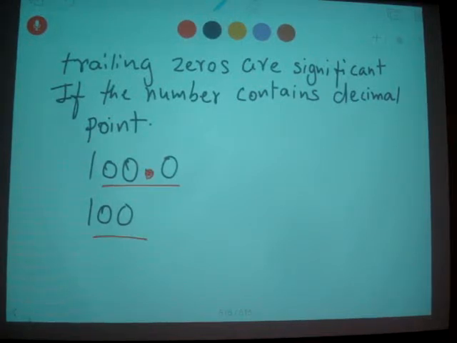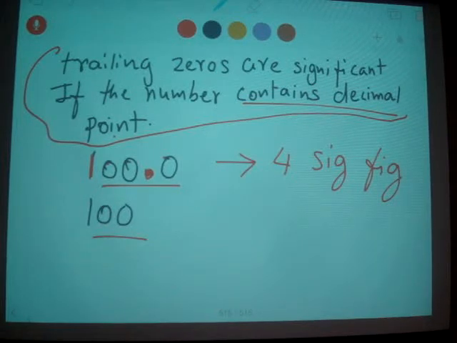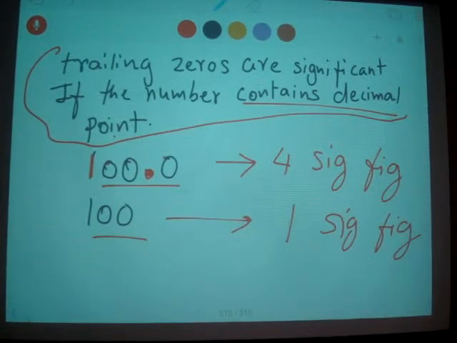Alright? Now when you see here, both are examples of trailing zeros. One has a decimal point, one does not. So when you count significant figures, following this rule, if the number contains a decimal point, we count them. So we can have 1, 2, 3, 4. So this one has 4 sig figs. This number has 4 sig figs. And this number has how many sig figs? Just 1 sig fig, because it does not have a decimal point. So that's how we follow counting significant figures. Okay?